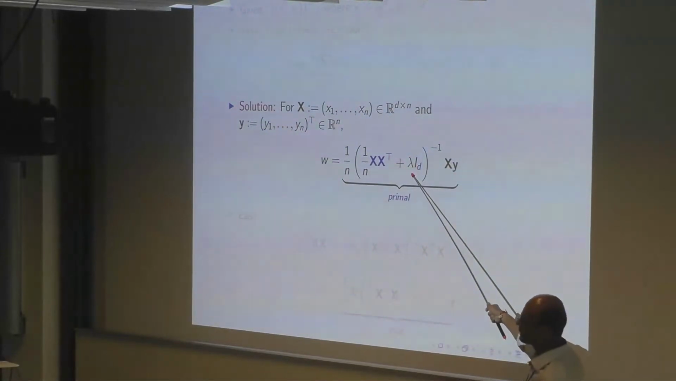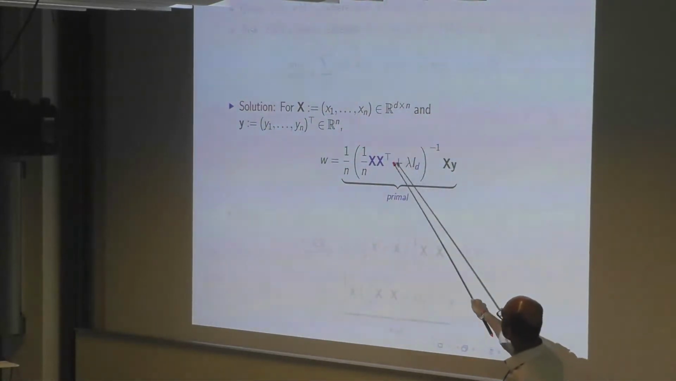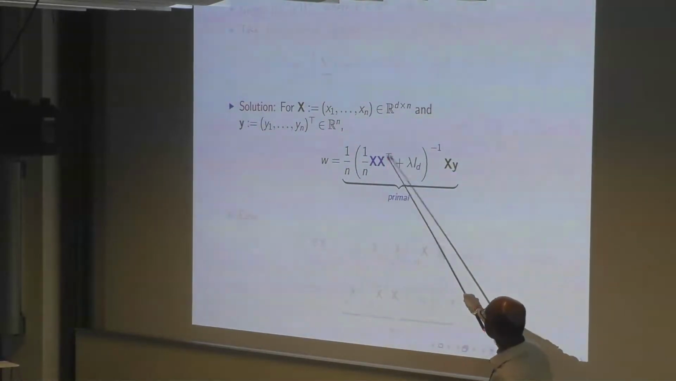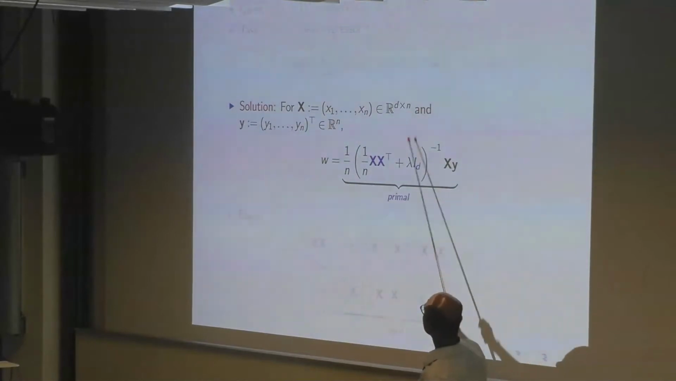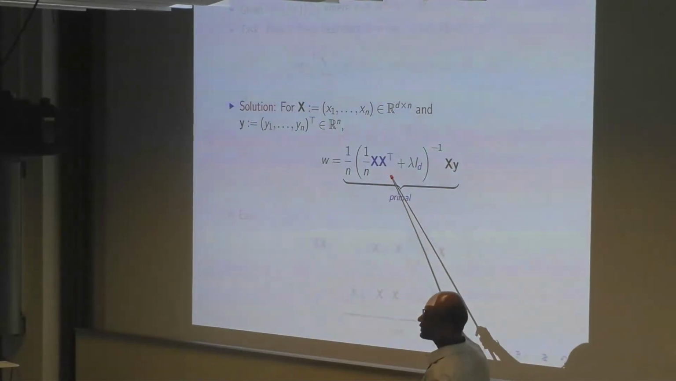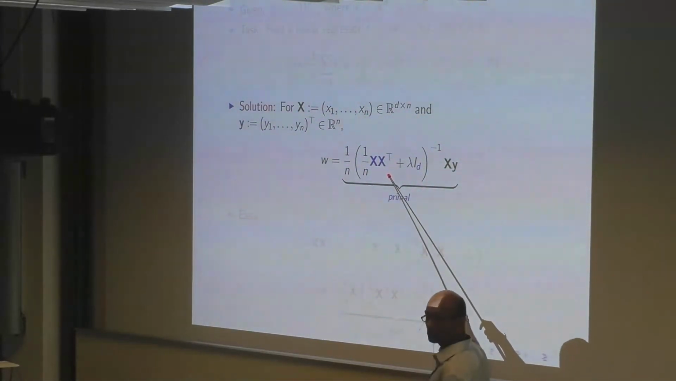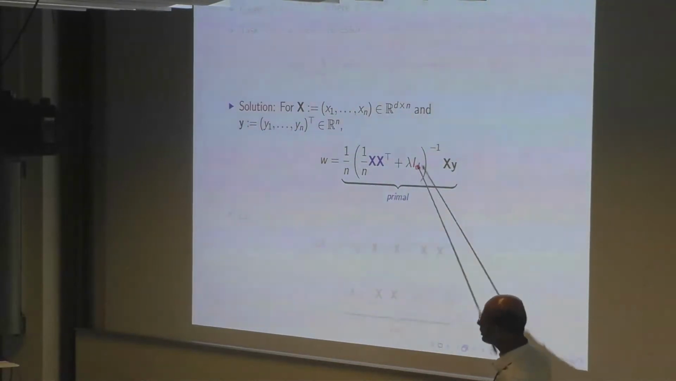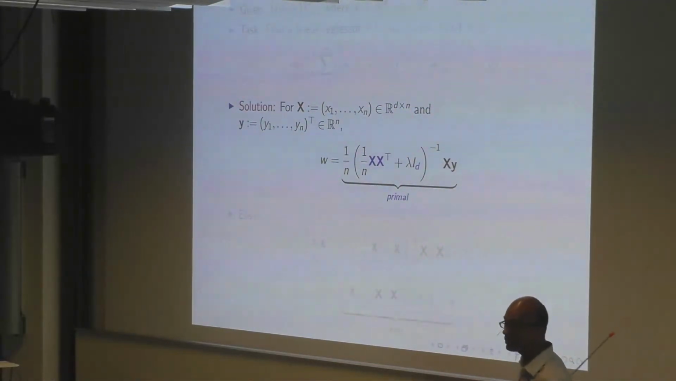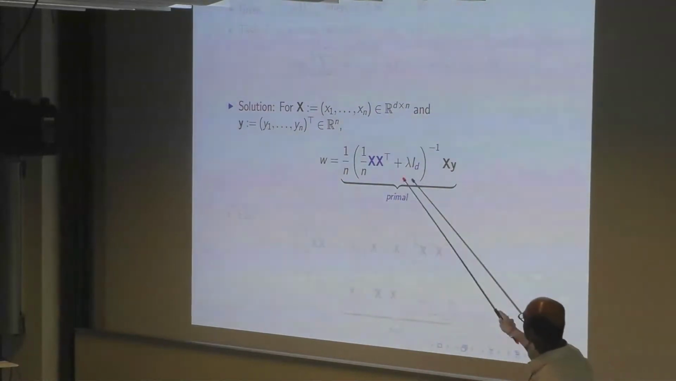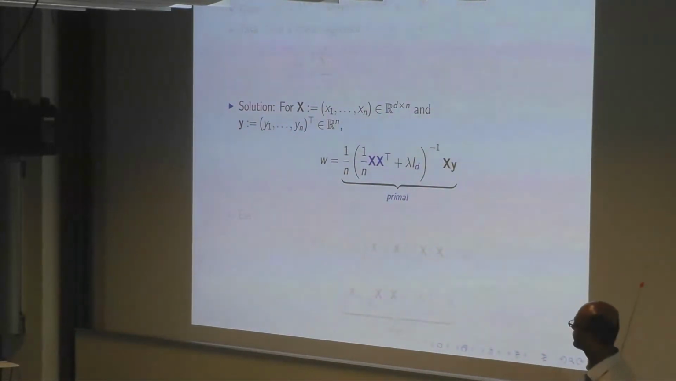Why do you need this lambda? You need it because you are taking the inverse of this matrix, and if it is not a full rank matrix, because X is D by N, so this is a D by D matrix, if this matrix is not rank D, then you cannot invert. So from the point of view of inverse problems, to make this problem stable, you can always add this penalty. We'll also see why you need this penalty from the statistical learning point of view. I'm going to call this my primal problem.